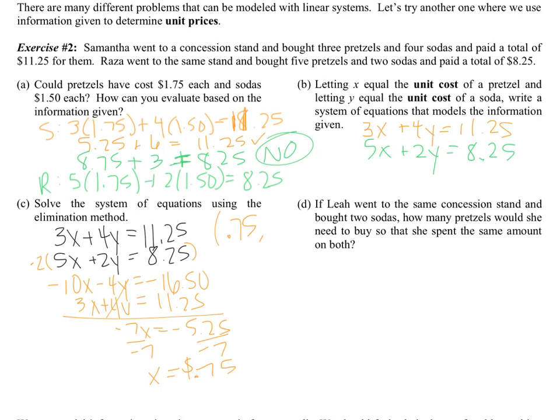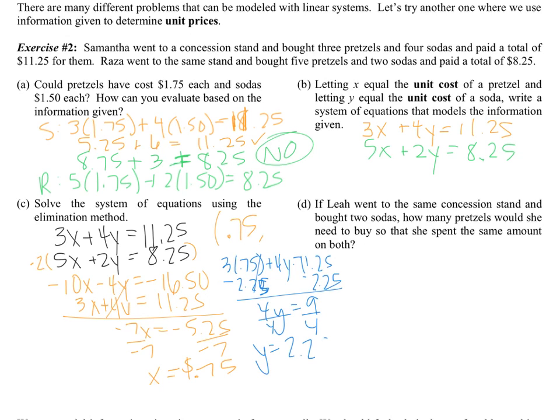To solve for y, you're just going to plug it into either one of the equations. I'm going to use the top equation. So 3 times 0.75 plus 4y equals 1125. 3 times 75 cents is 225, so we're going to subtract 225. So 4y equals $9. Divide by 4. And y is a soda, so it equals $2.25.